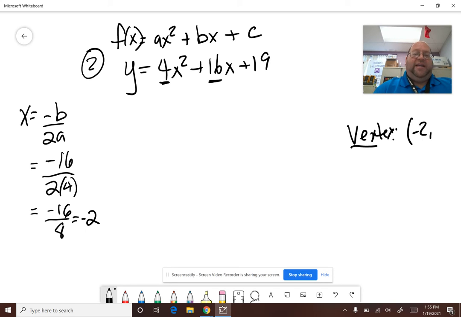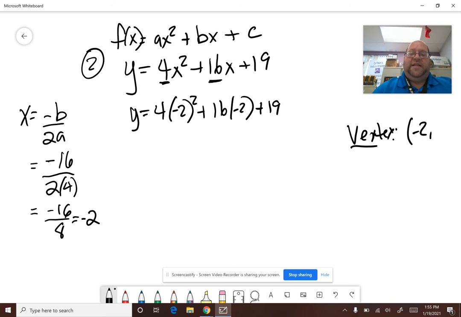Well, again, we just plug in -2 everywhere we have an x. So I have y equals 4 times -2 squared. Notice I'm putting that inside parentheses, plus 16 times -2 plus 19. Okay? So let's work out some math. -2 squared, be careful, again, this is inside parentheses, so -2 times -2 is actually +4, okay? +4 times 4 would be 16, plus 16 times -2 would be -32, plus 19, okay?